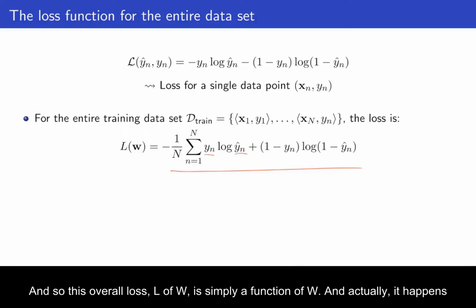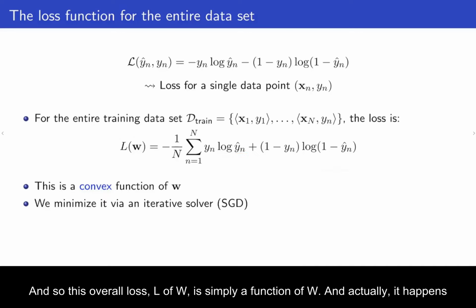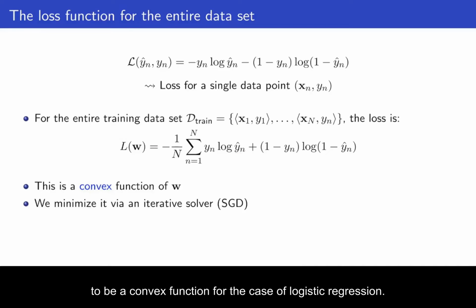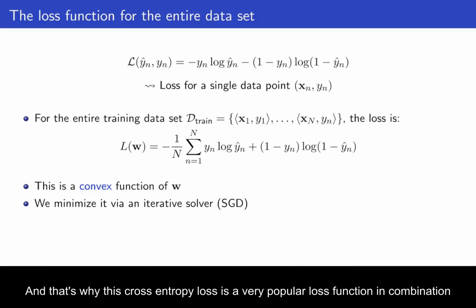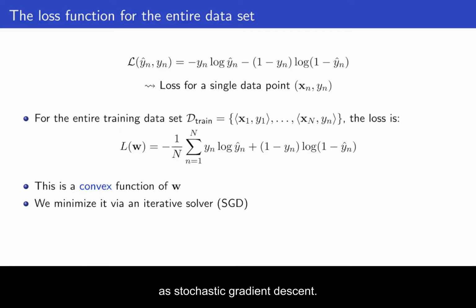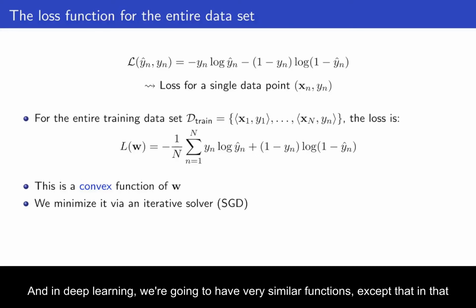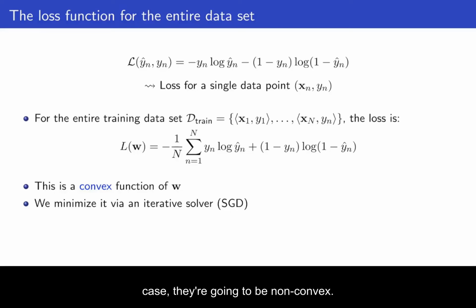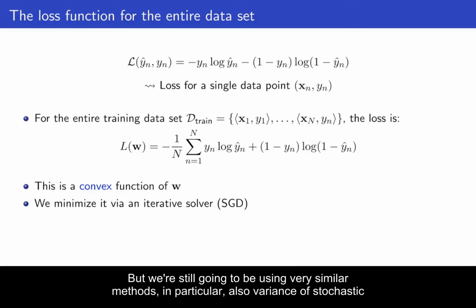And so this overall loss, L of w, is simply a function of w, and actually it happens to be a convex function for the case of logistic regression. And that's why this cross-entropy loss is a very popular loss function in combination with logistic regression, and we typically minimize this function by some iterative optimization algorithm such as stochastic gradient descent. And in deep learning, we're going to have very similar functions, except that in that case, they're going to be non-convex, but we're still going to be using very similar methods, in particular also variants of stochastic gradient descent.